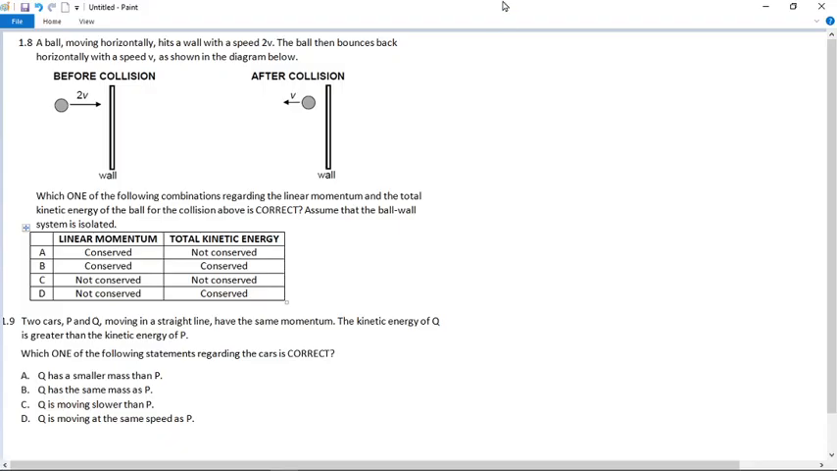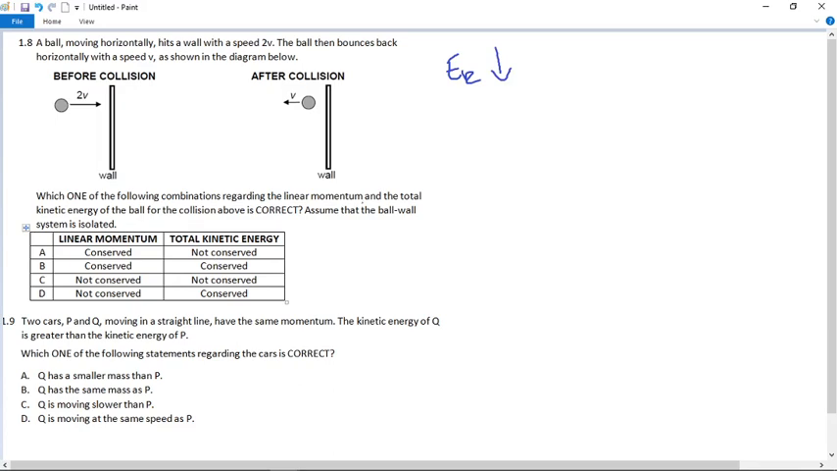Okay, 1.8: a ball moving horizontally hits a wall with a speed of 2v. The ball then bounces back horizontally with a speed of v. Well, if the ball has decreased velocity, its kinetic energy has also decreased. So if the kinetic energy decreases, then the kinetic energy is not conserved.